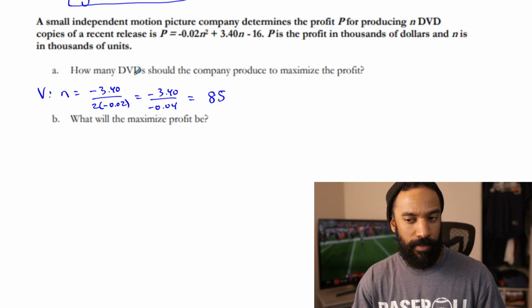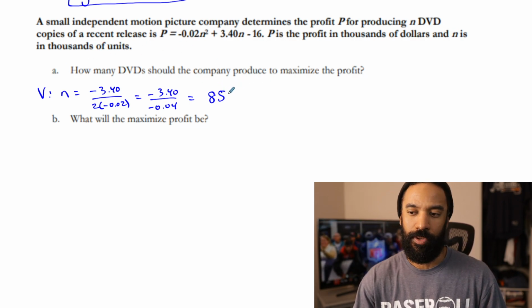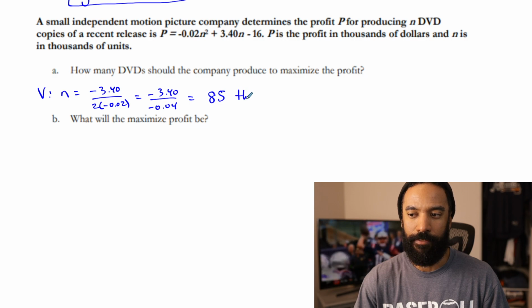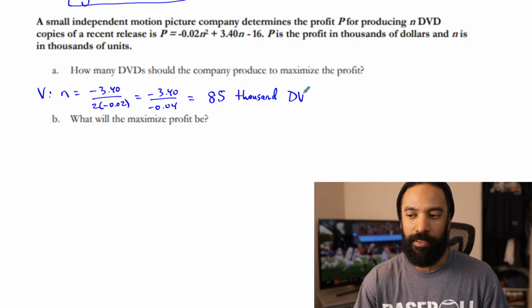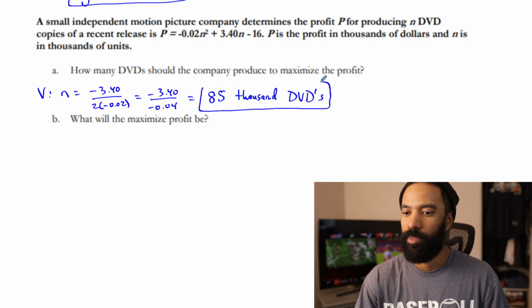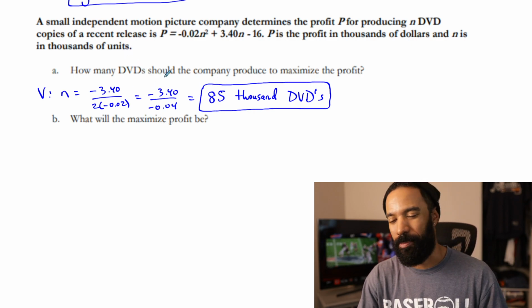Now, they asked how many DVDs. Is it 85 DVDs? N is in thousands of units. This is thousands of units. 85,000. You can also write with the zeros. But 85,000 DVDs. What will the maximized profit be? What will the maximum profit be?